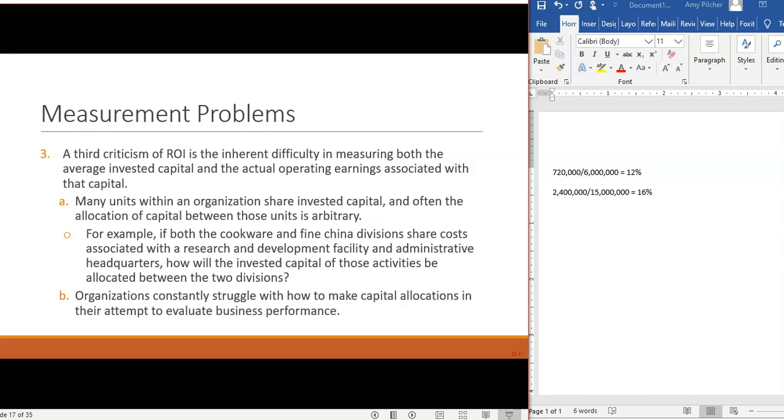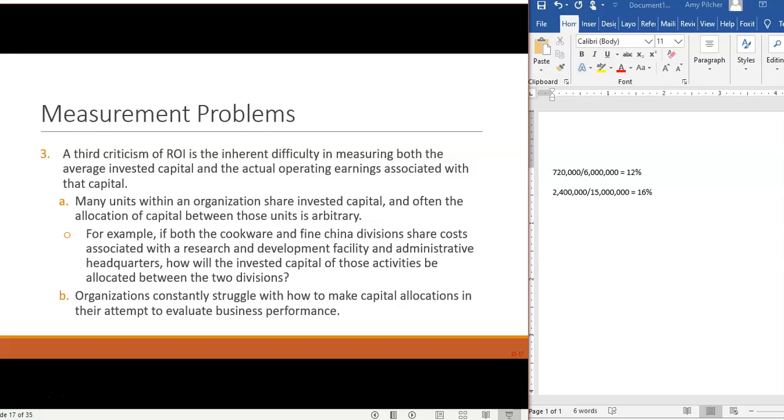So ROI doesn't really measure exactly what's happening in the division. What if we share a capital building with other departments? Then that doesn't really affect the amount of investment in our division because we're sharing that with other parts in the company. We might not know how we want to divide up those capital investments if we have many different departments in the same building.